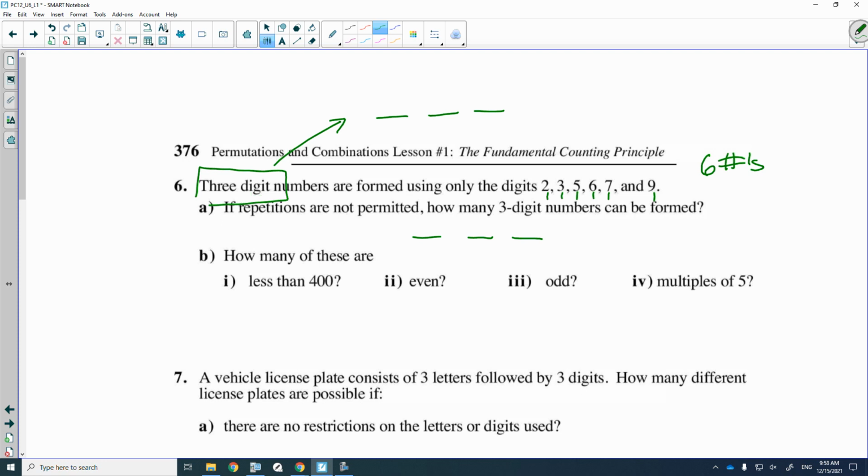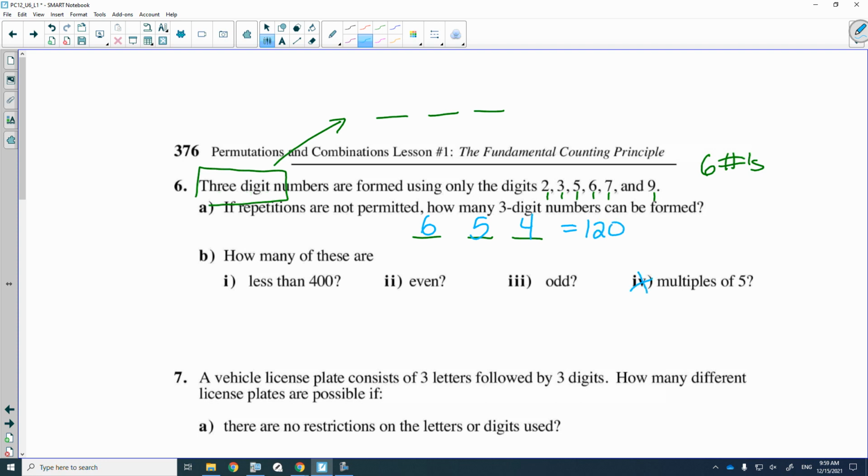So A says, if repetition is not permitted, how many three-digit numbers can be formed? So how many numbers do I have to choose from to go into this stage? There's six of them. Once I choose one of these six, how many left is here? Five. And then four. So how many three-digit numbers could you make from those six numbers given? 120.